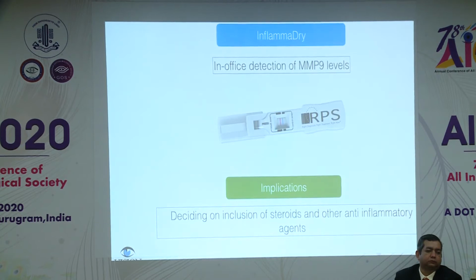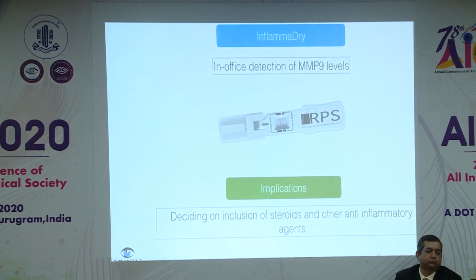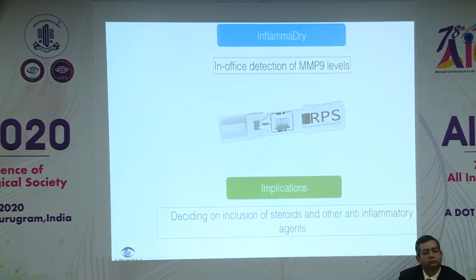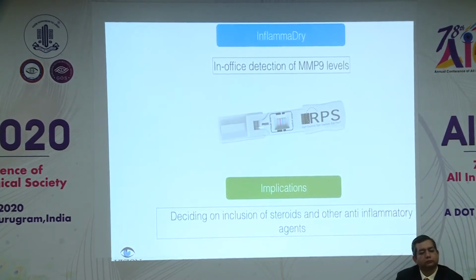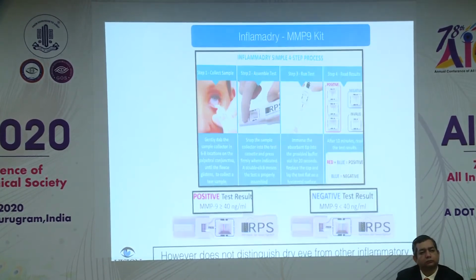Another important tool is the InflammaDry, which basically measures the MMP-9 levels in the tear film. So what this is going to tell you is if there is inflammation in the eye. Based on that, you can decide if you would like to include steroids or other anti-inflammatory medication in your regime. Again, the disadvantage of this is that it's not going to tell you if the inflammation is because of dry eye. It will tell you there is inflammation. That inflammation could be because of VKC, could also be because of infective conjunctivitis or any other thing. So you have to diagnose dry eye on your own, not with this.